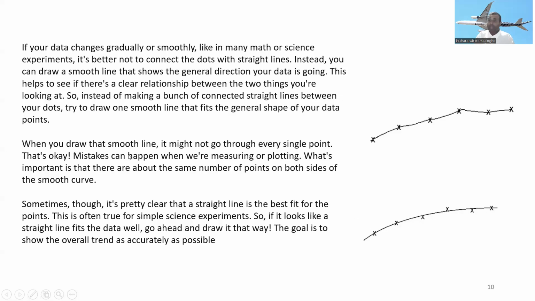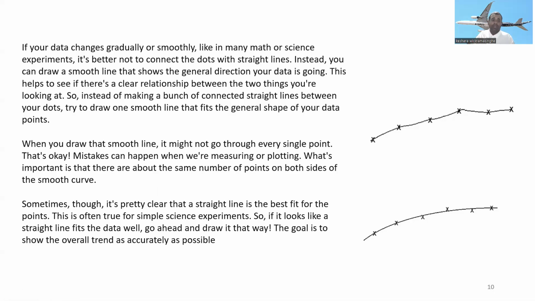So when you draw that smooth line, it might not go through every single point. Okay, you can see, right? When you make a smooth line, you can see this one is not going very smoothly. Here you can see this point is not in the middle, right? So that's okay, because mistakes can happen when we are measuring or plotting. What's important is that there are about the same number of points on both sides of the smooth curve.